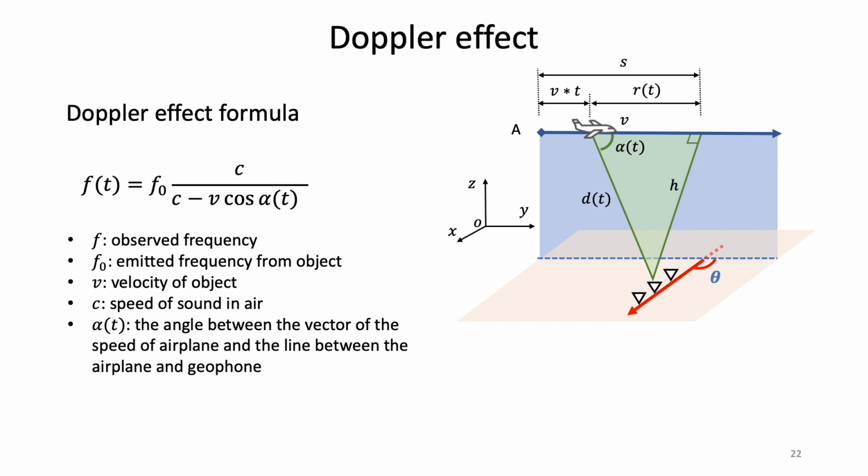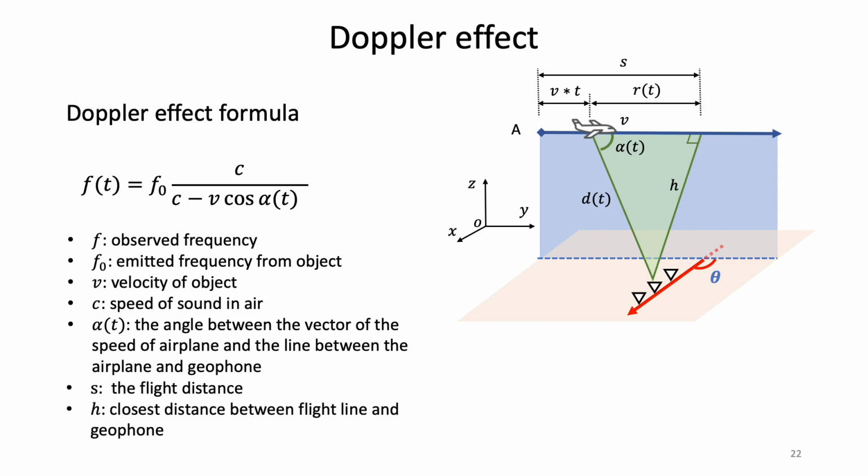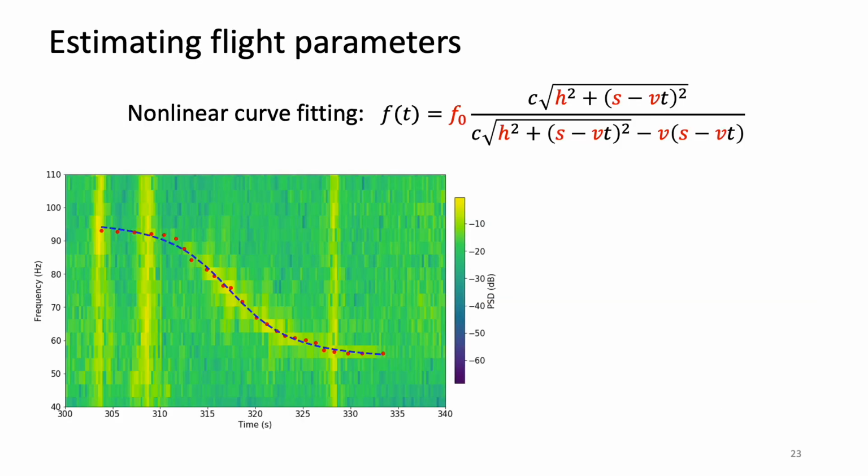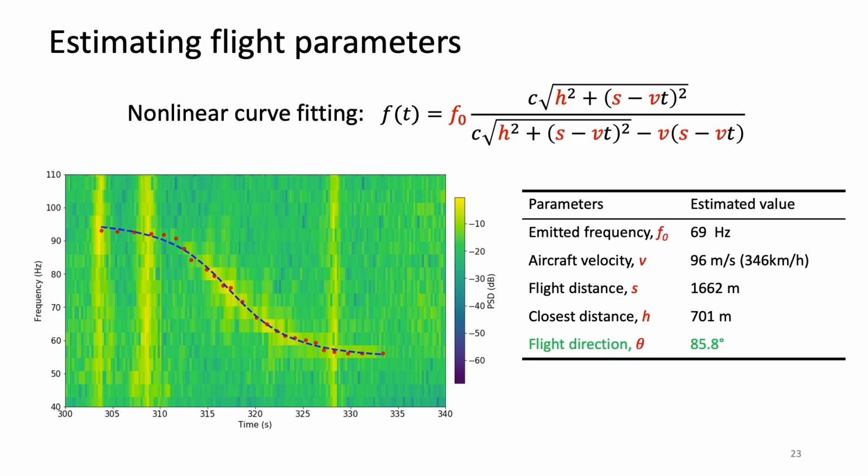By defining the flight distance S and the closest distance between the geophone and the flight line H, we have this formula. Here, all these unknowns are constants. Using nonlinear curve fitting, we can fit the Doppler effect obtained in the seismic data with this formula and estimate these unknowns. The estimated values are listed in this table.